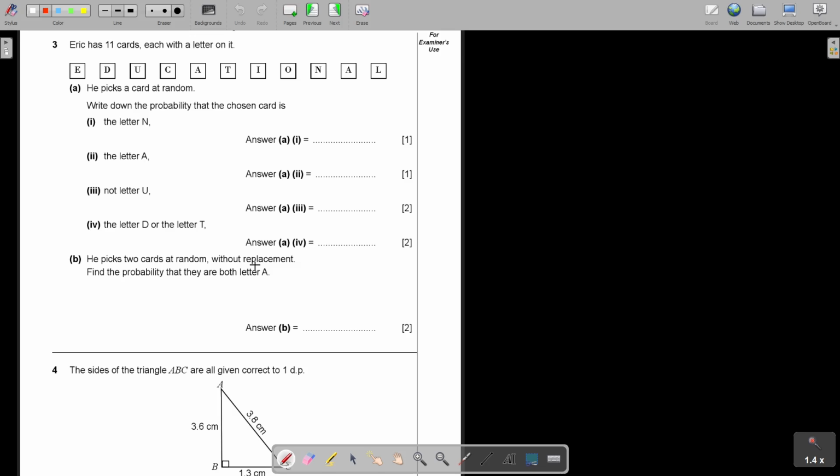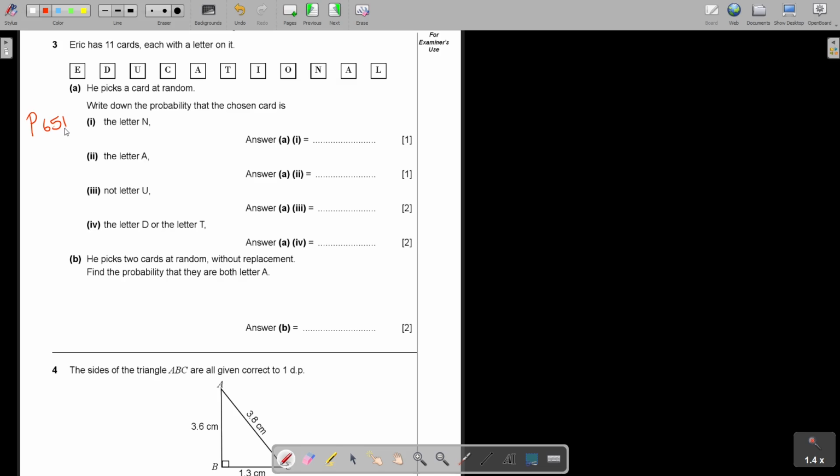Again, there's a very good example in the textbook. If you go to my textbooks, the Y-equals in part 2, and you go to page 651, there are 2 examples that will reflect very nicely to this example. Okay, but let's start. Eric has 11 cards, very nicely written out, each with a letter on it. He picks a card at random. Write down the probability that the chosen card is the letter N.